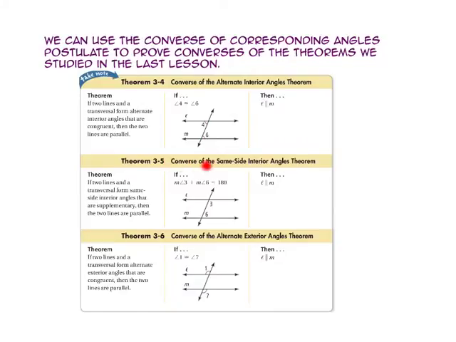In the converse of the same side interior angles theorem, if two lines and a transversal form same side interior angles that are supplementary, then the two lines are parallel. And finally, in the converse of the alternate exterior angles theorem, if two lines and a transversal form alternate exterior angles that are congruent, then the two lines are parallel.